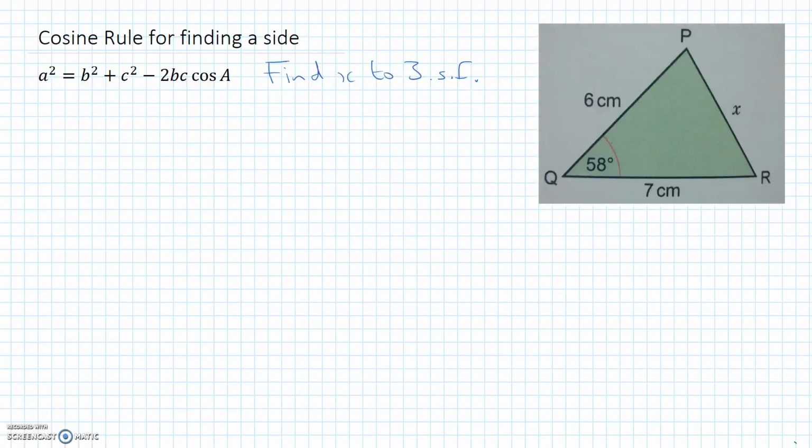Okay, so we've got our formula, which is a squared equals b squared plus c squared minus 2bc cos a. Now the first thing we need to do is be really careful that we assign the sides correctly.